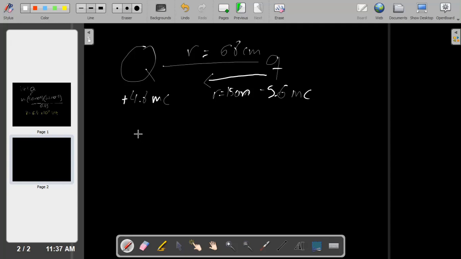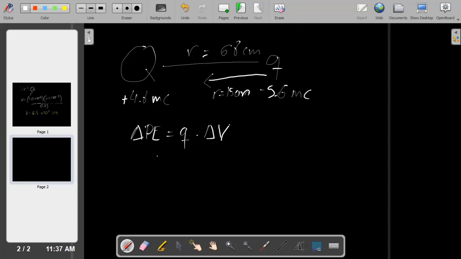Well, what is the question here? They want to know the potential energy. How do we find the potential energy? This formula, change in potential energy, says that our potential energy is the moving particle charge, times the change in our electrical potential.